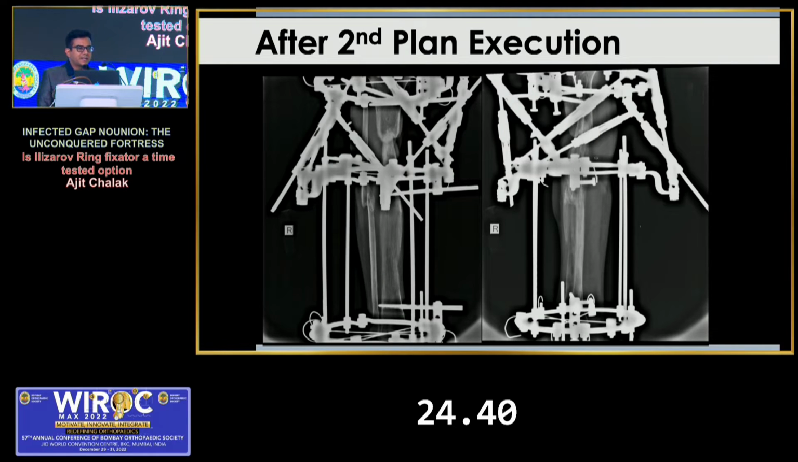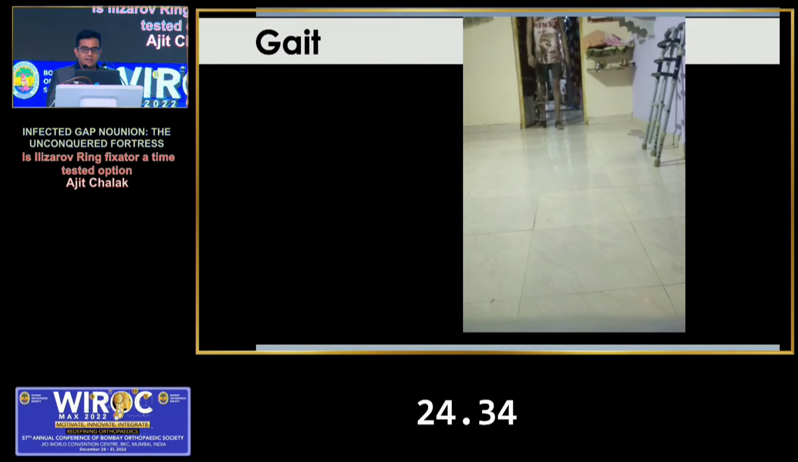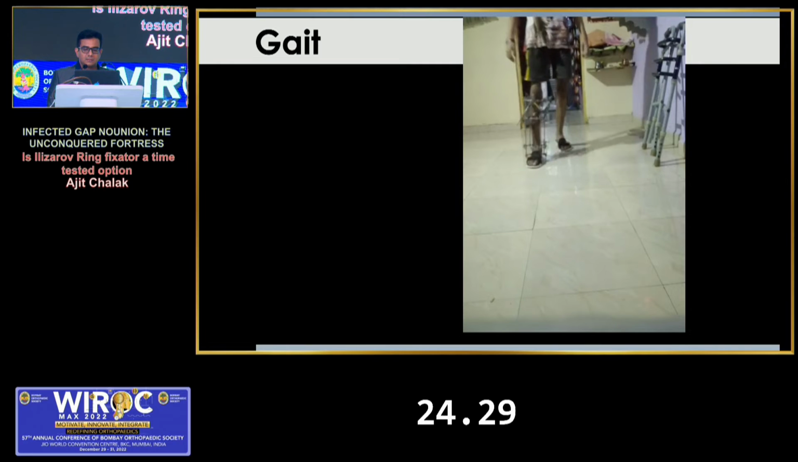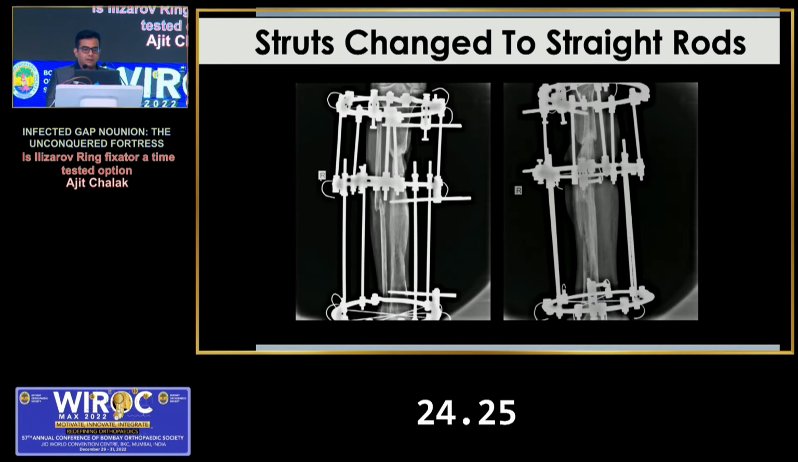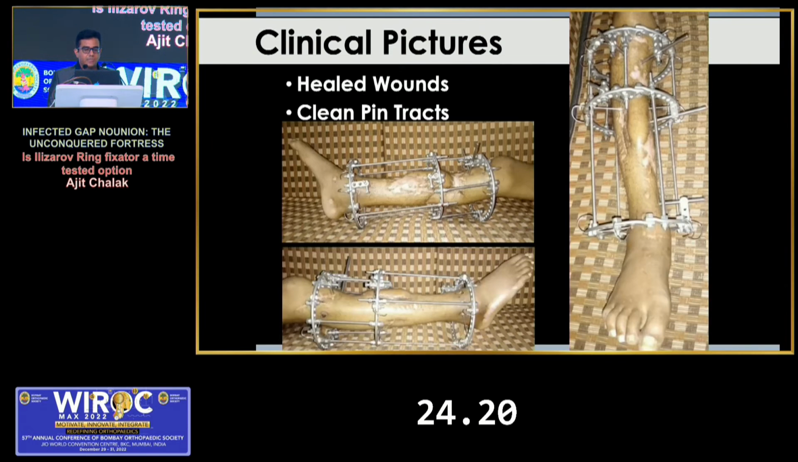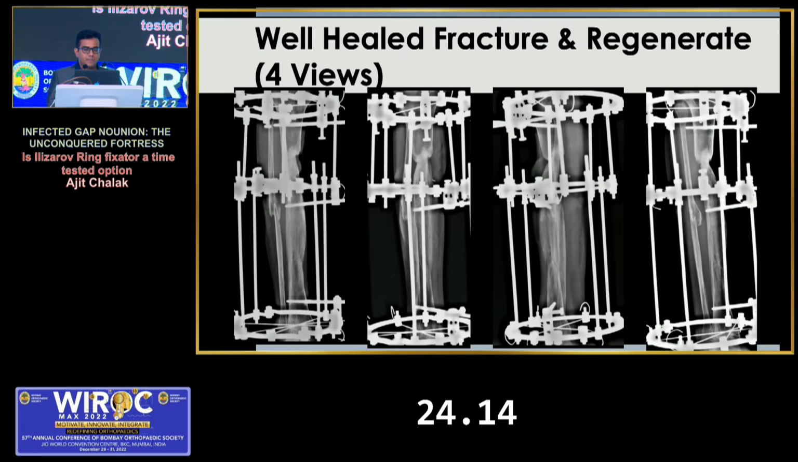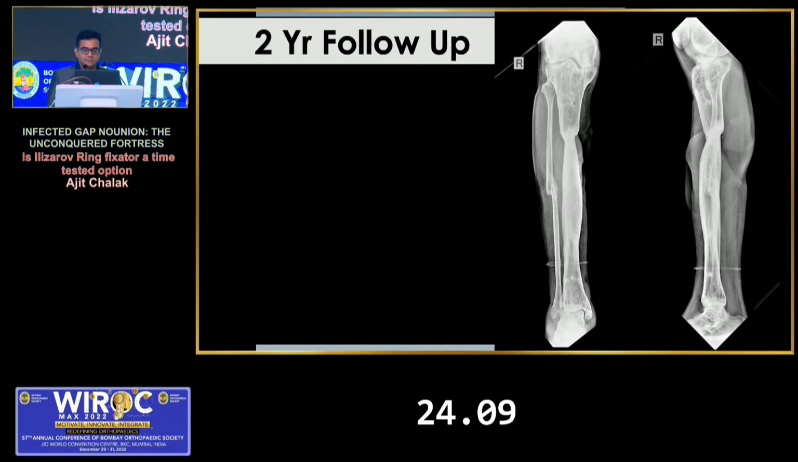So this is after the execution of plan 2. You can see there is a telescoping of the bone fragments. His gait during that phase with the hexapod fixator on. After the work was done, the struts were changed to straight rods. His clinical pictures showing completely healed wounds, clean pin tracks. His well-healed fracture and regenerate in all the 4 views.